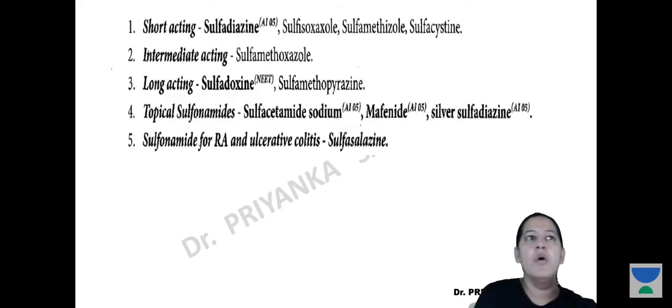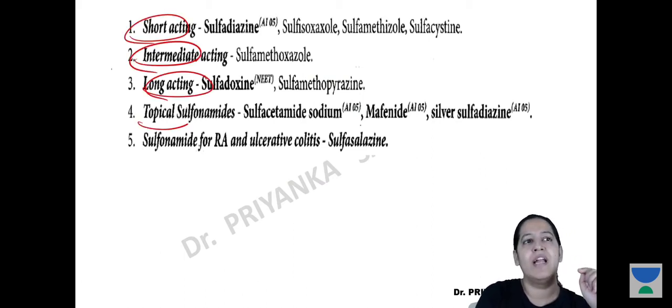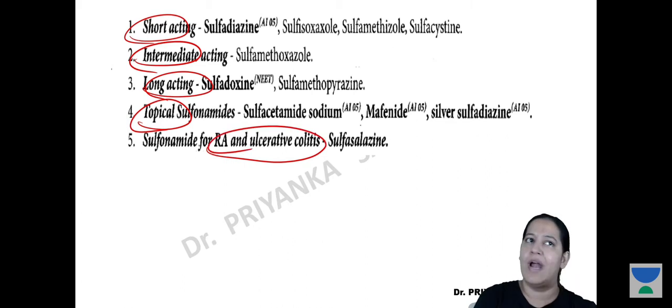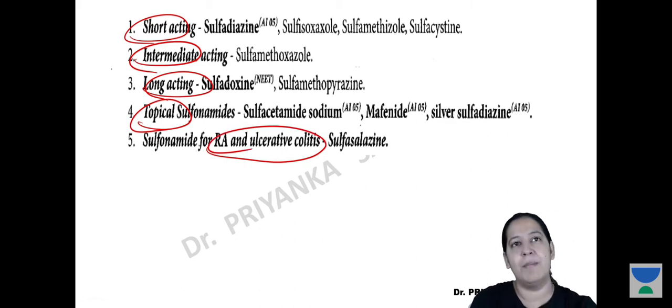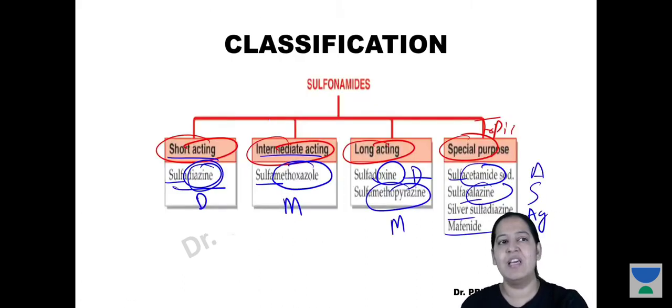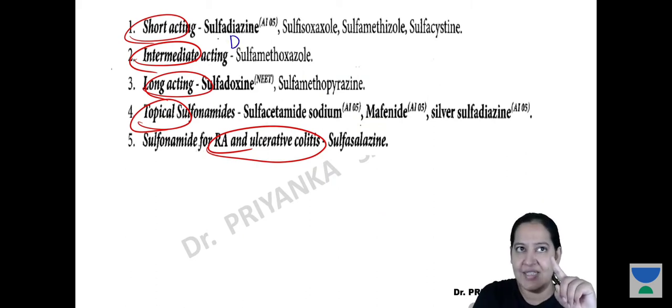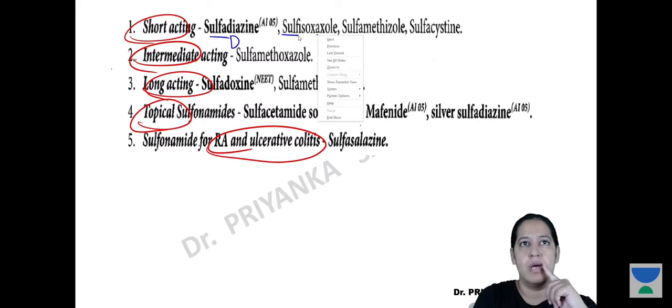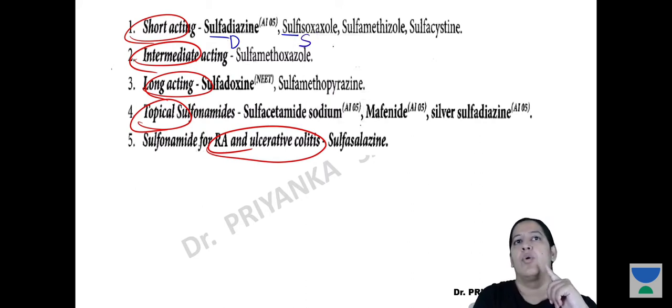I don't know how. So what are short acting? You tell me. Short acting, intermediate acting, long acting, topical, and RA and ulcerative colitis के लिए अलग you can say. So short acting में there are 4 drugs. वहां पे सिर्फ एक ही दी थी. You have to learn all 4: sulfadiazine, sulfisoxazole, क्या पढ़ेंगे इसको? sulfisoxazole, sulfamethoxazole, and sulfacytine.